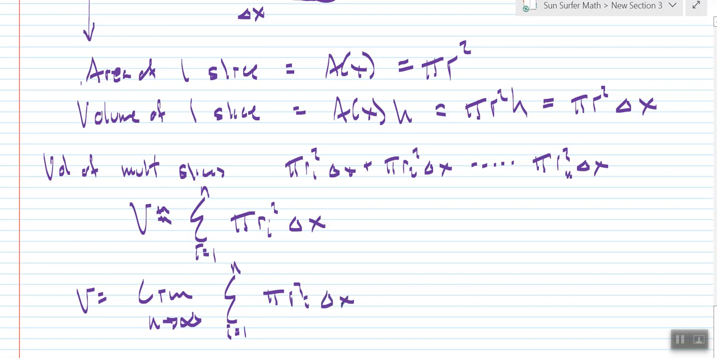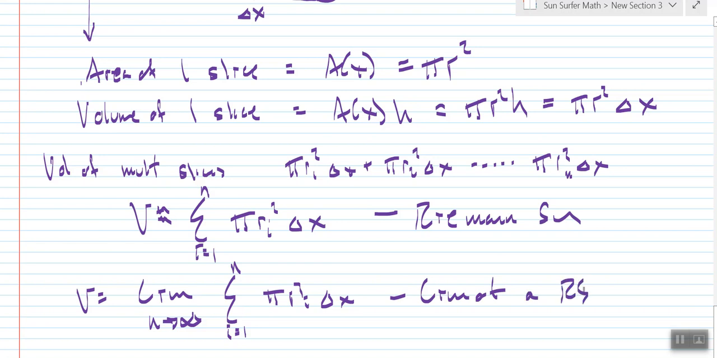And so that should look familiar. That is the limit of a Riemann sum. So this basically here was a Riemann sum, and this is the limit of a Riemann sum. And we know what we get from the limit of a Riemann sum.